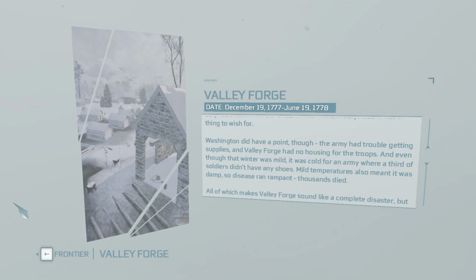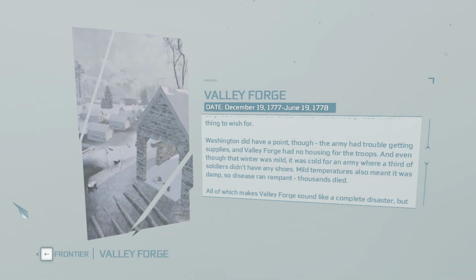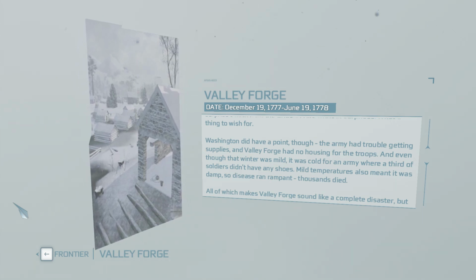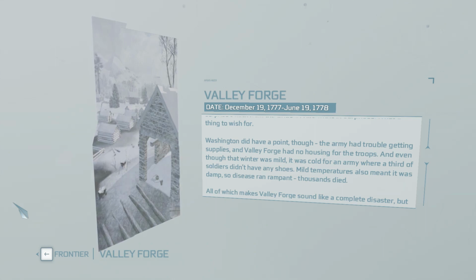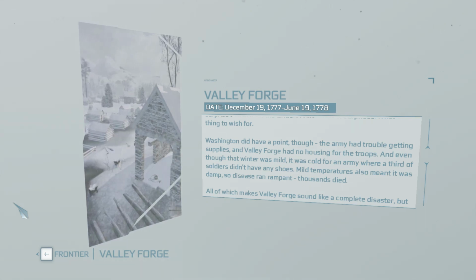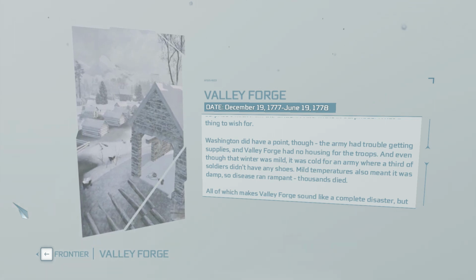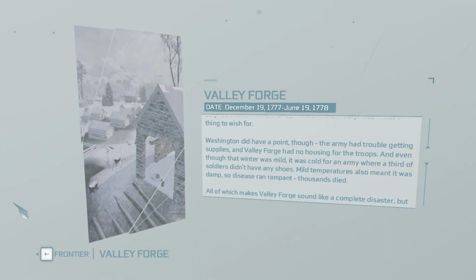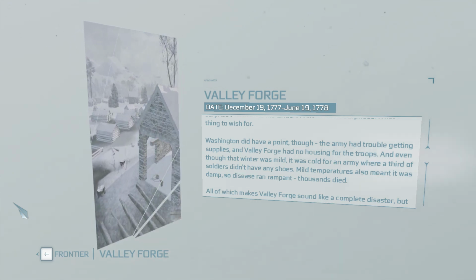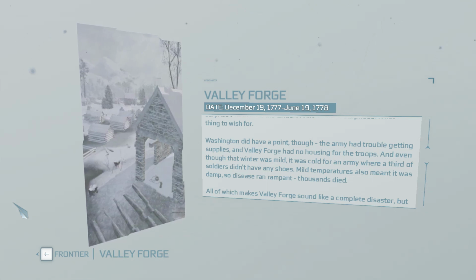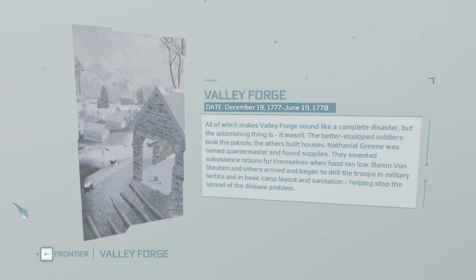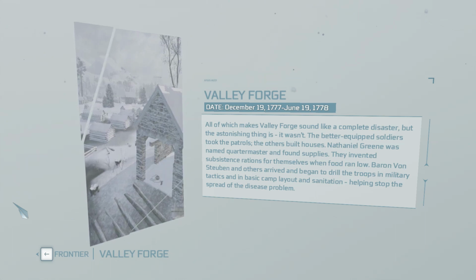Washington did have a point, though. The army had trouble getting supplies, and Valley Forge had no housing for the troops. And even though that winter was mild, it was cold for an army where a third of soldiers didn't have any shoes. Mild temperatures also meant it was damp, so disease ran rampant. Thousands died. All of which makes Valley Forge sound like a disaster, but the astonishing thing is, it wasn't.